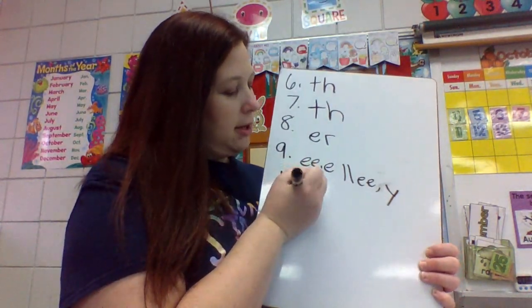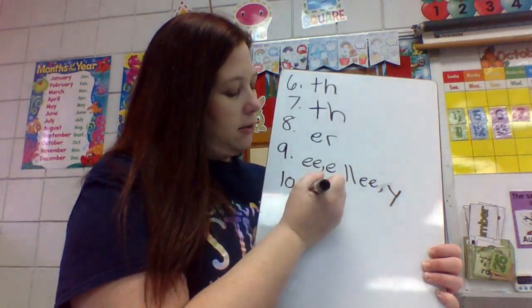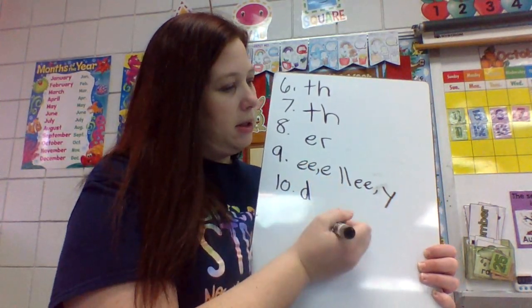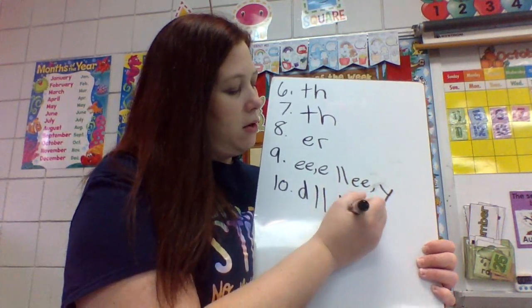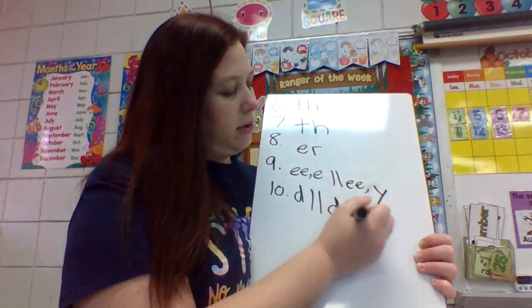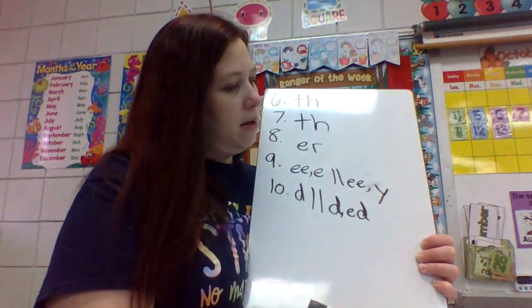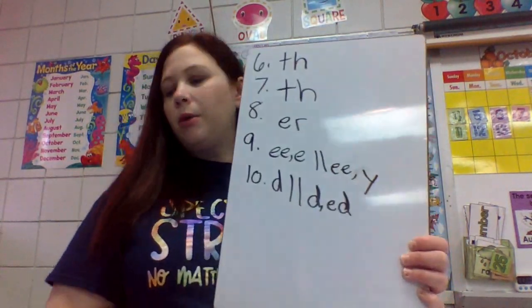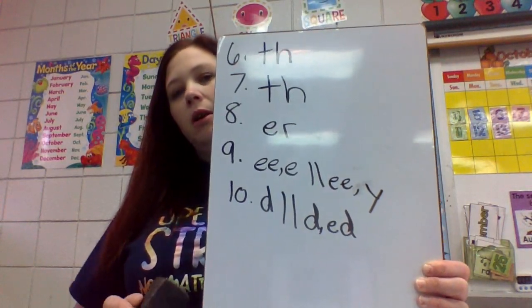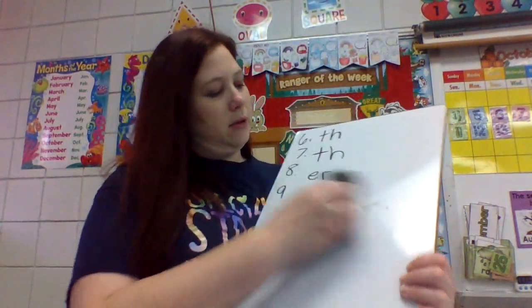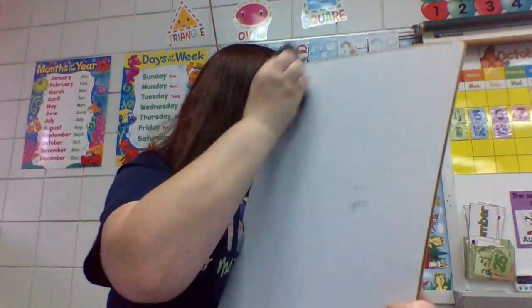All right, number 10 is D. So we have D at the beginning, just D, or as a final sound it could be D or E, comma ED. All right. Again, I'm going to erase them. If you need to pause to take a second to look at them, go ahead and do that. All right, next I'm going to say some words. I want you to think about those words.